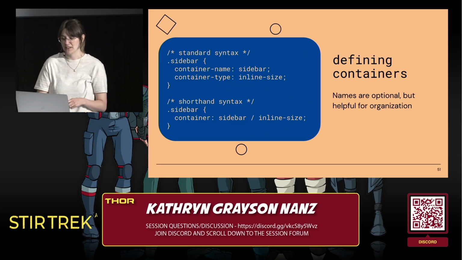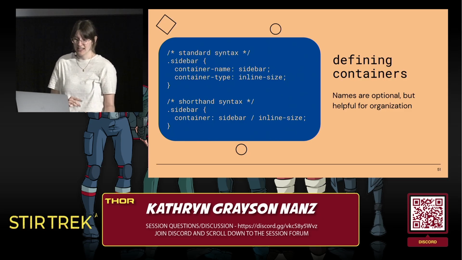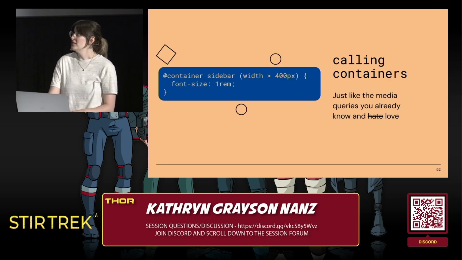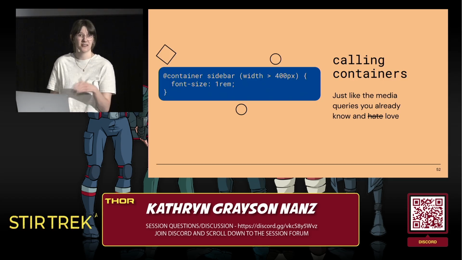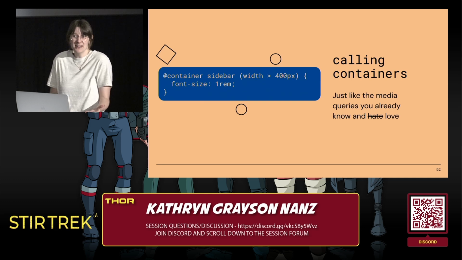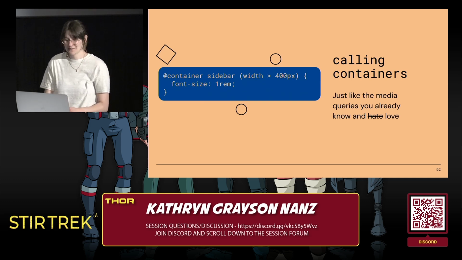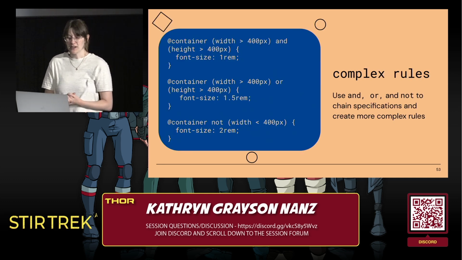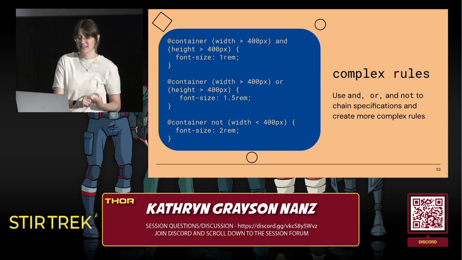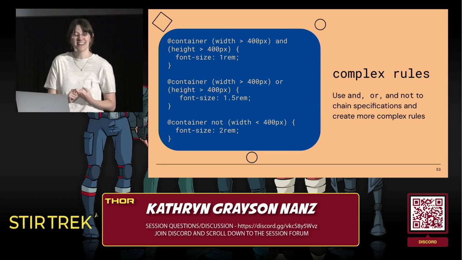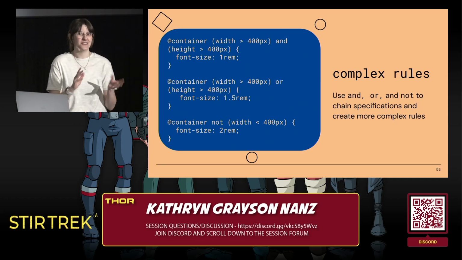So to name a container, we define it with container-name, and we set a container-type. And if we want to be super efficient, we can even do both at the same time with this shorthand syntax where we separate the name and the type with a slash. And then to call that container, we just add the name between the @container and the conditions in the query, which, like I said, right, looks like a media query. We're just saying @container instead. We can also create more complex rules for those queries by using and, or, not. But note that not cannot, get it, be used with and or, whereas you can kind of chain and or.